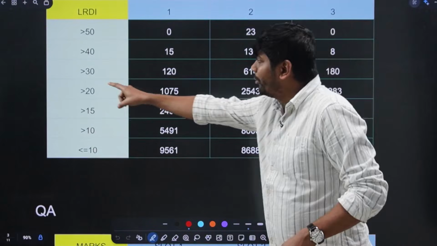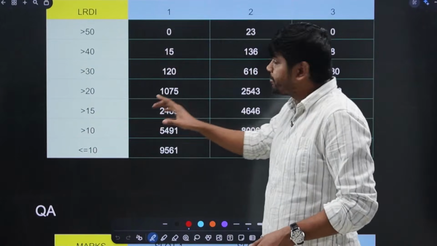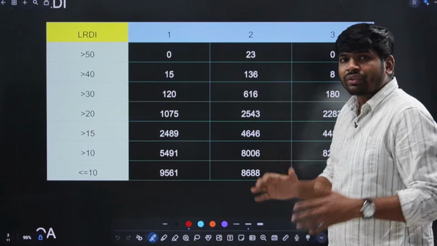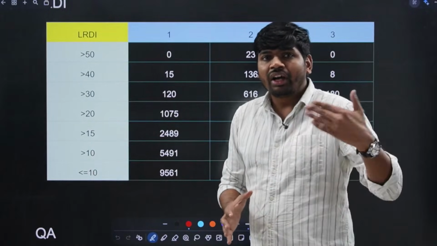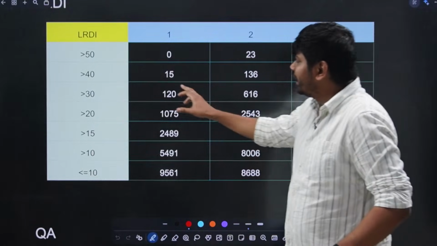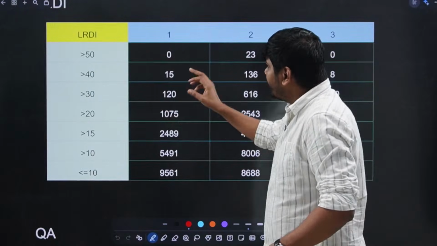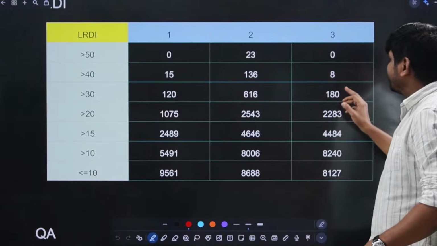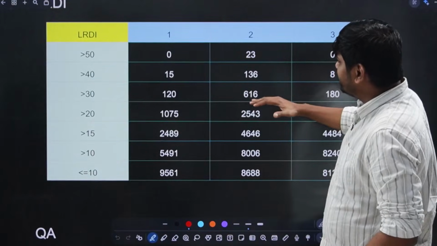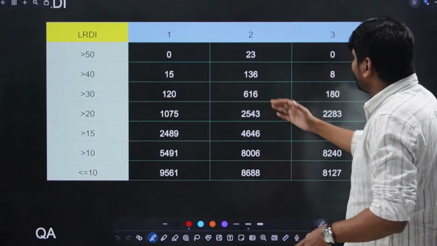Again, if you see how many people got more than 30 marks in the LRDI section, for slot 2 this number is 600. So 600 students have obtained above 30 marks in slot 2, whereas the number is very less in slot 1. This number is just 120 in slot 1, whereas in slot 3 it is 180. So you can clearly see that slot 1 was difficult in LRDI compared to slot 2 and slot 3.